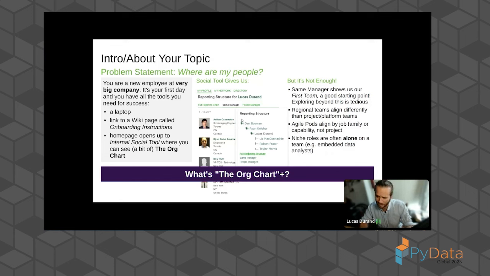And really building people and networks is key to success. So struggling to do that from the start can be a tough way to start. So the problem statement is: where are my people? Who are similar to me at my very big company?